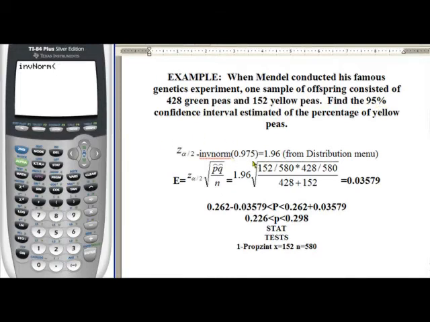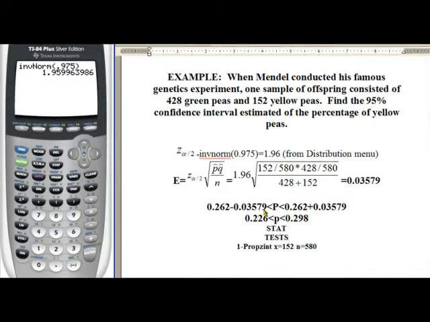That will give you 97.5%, all the way from negative infinity to that point. So you put in 0.975, and that will give you the 1.96 number here. Now you can actually take this and put it in your formula and use all these things in there, and then you will get the number 0.03579. Do not round off.